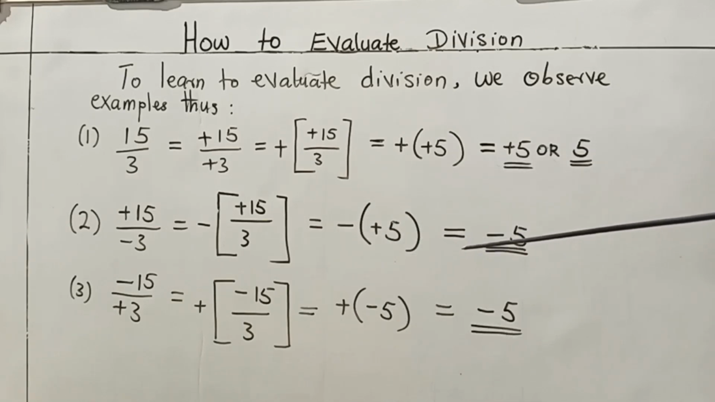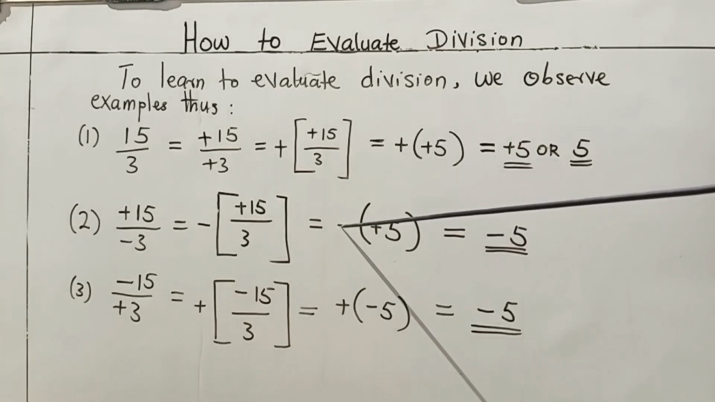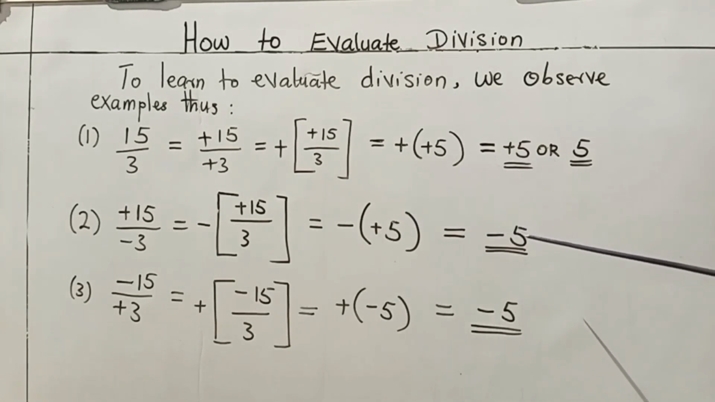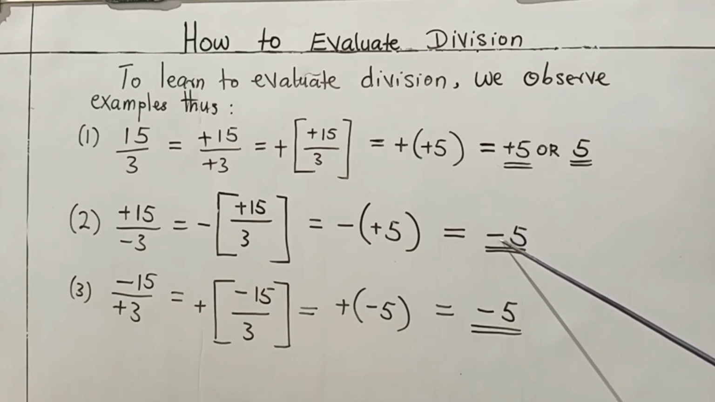Let's continue. Now we interpret to get this minus 5. How? Negative of having 5 is owing 5. That's why the answer is equal to minus 5. Good enough. Now let's take the number 3 example.